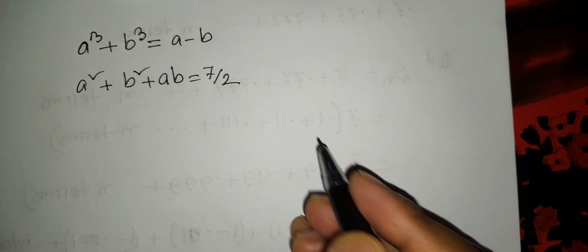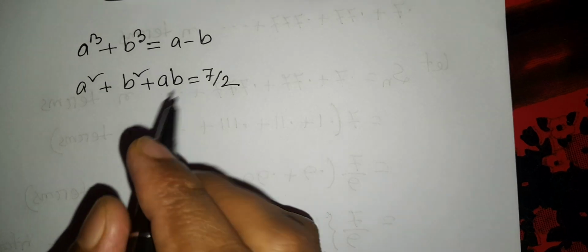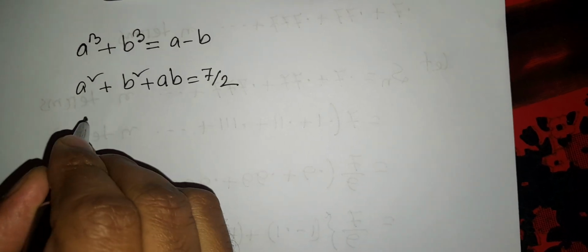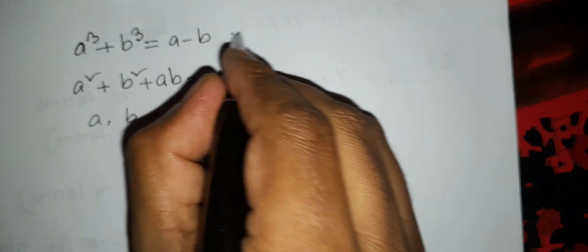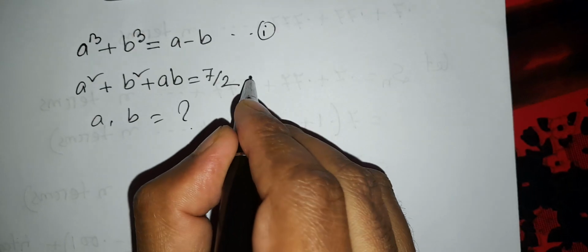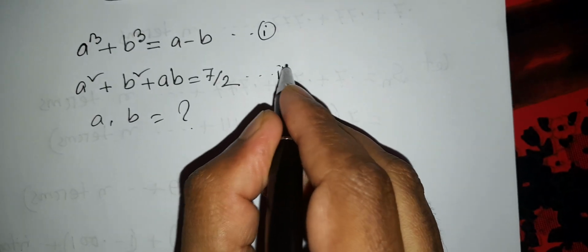Hi friends, good morning. Today I have a nice equation to solve. We have to find out what A and B are equal to. This is equation number 1 and this is equation number 2. Okay, we start to solve this.